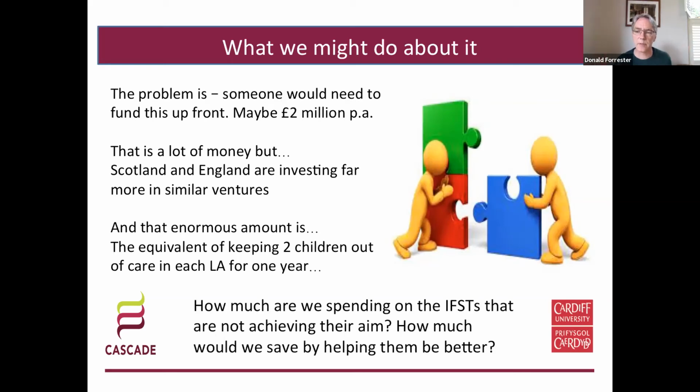So for instance, coming back to the intensive family support teams, how much are we spending on them? How many of those are actually achieving their aim? And how much could we save by helping them be better, by identifying the ones that were really making a difference and the ones that were less so, to offering them a challenge to be as good as the best ones.